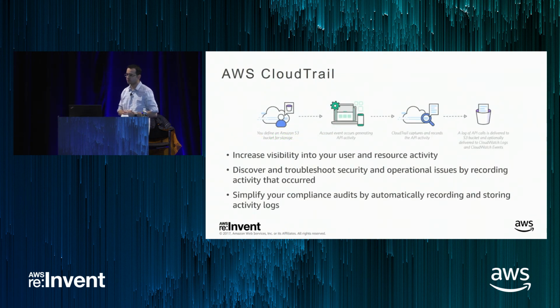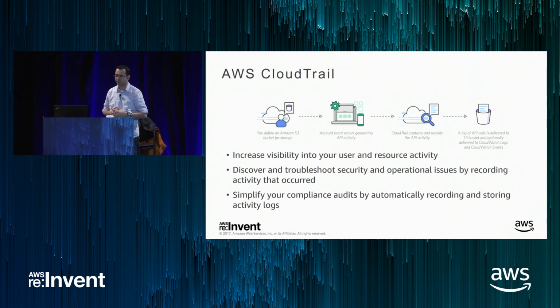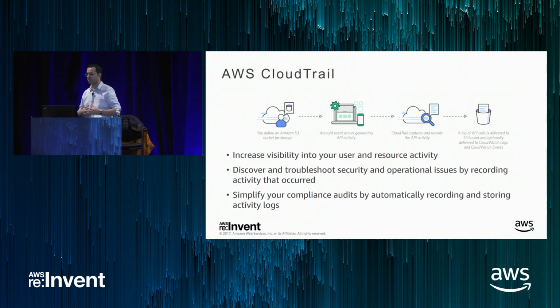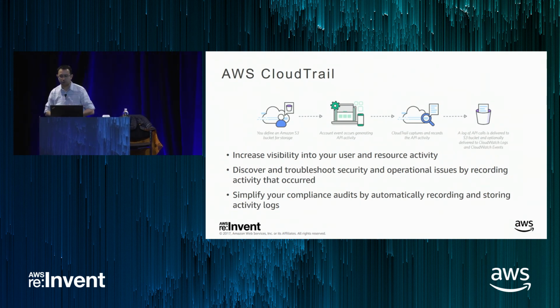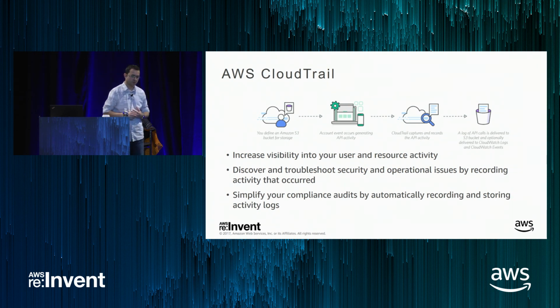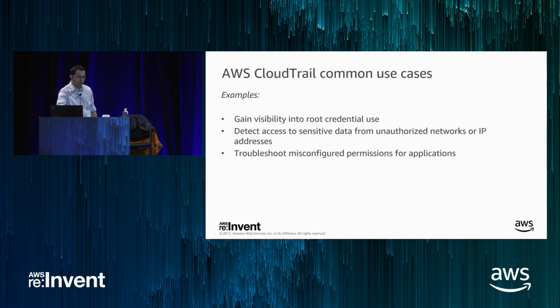AWS CloudTrail is a service that records API calls that are made on your account. It is a crucial service because it maintains an audit trail of all API activities carried out by various users in your account. This audit trail is necessary for troubleshooting purposes as well as audit and compliance reasons. You can use CloudTrail to gain visibility into the use of root credentials or to detect who is accessing your sensitive data. For example, the source IP addresses.